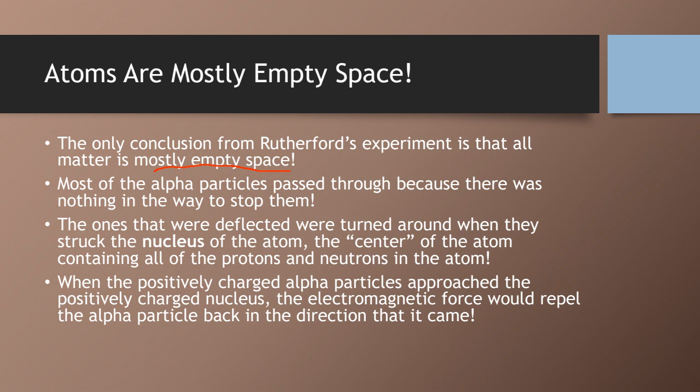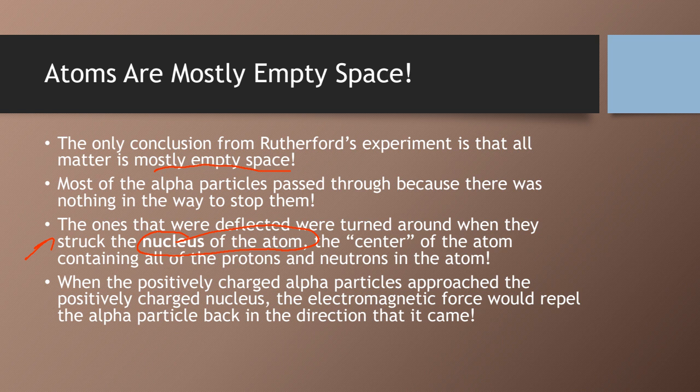The ones that did bounce back did so because they struck a portion of the atom where there was a concentrated positive charge. They struck the nucleus, where the protons and the neutrons of that atom reside. And at that point, the positive charge of the alpha particle and the positive charge of the nucleus of the atom repelled one another. And it pushed the alpha particle back in the direction that it came.